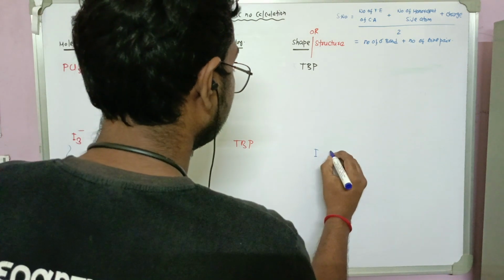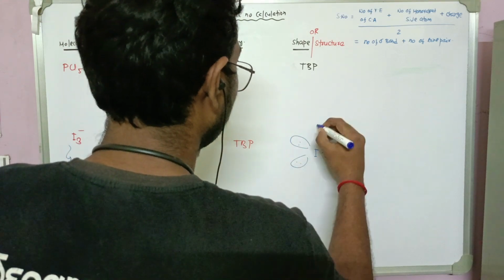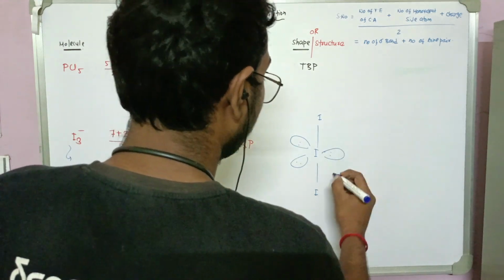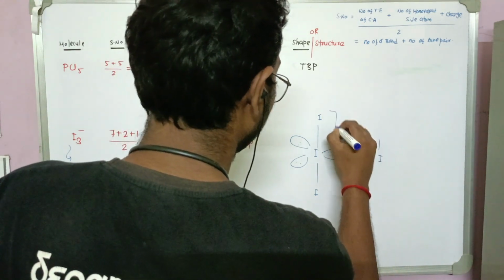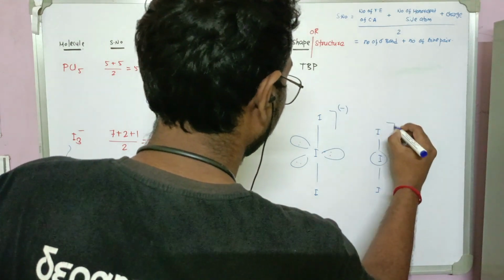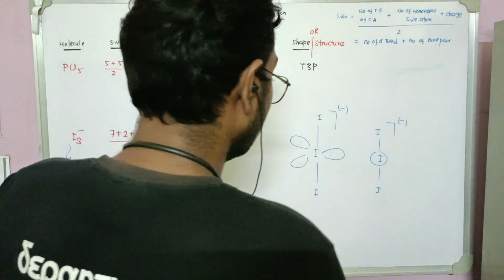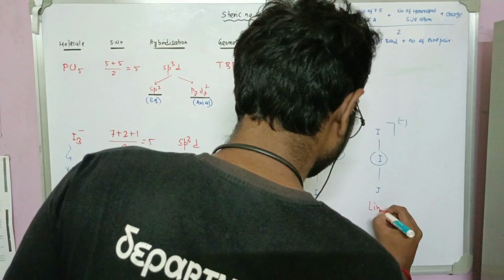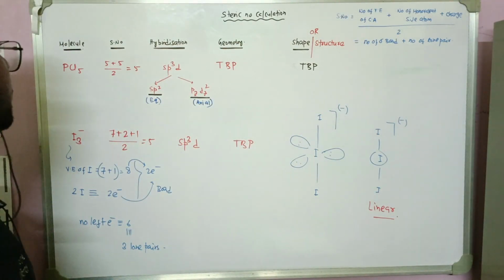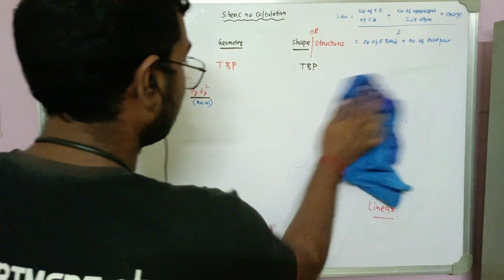So we have to place them in the equatorial position according to Bent's rule. So all the lone pairs will occupy the equatorial position, and 2 iodines will occupy the axial position, and there will be a negative charge over here. So this is the central atom, and the shape will be something like this. You can easily tell the name of the shape to be linear shaped.